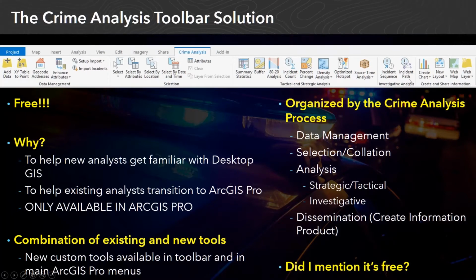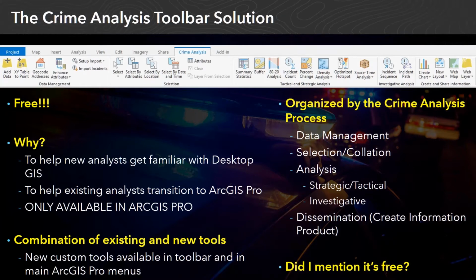And then when you've done your entire analysis, you want to be able to build an information product and share that information product. Whether it's hard copy map layouts, or publishing individual layers or web maps to your organizational portal because you want to make a story map or an app, or building a dynamic chart, you've got those information product options there. So that's a high level look at the toolbar and why we built it.